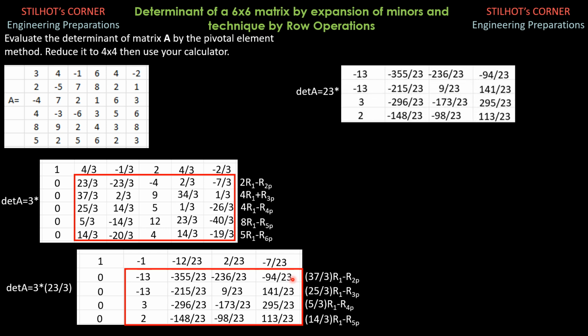Then you can now use your calculator, input these values in your calculator. Then the value of this is 33,405 over 23. So that we can cancel 23, and the determinant of A is 33,045. So that's it for this video.